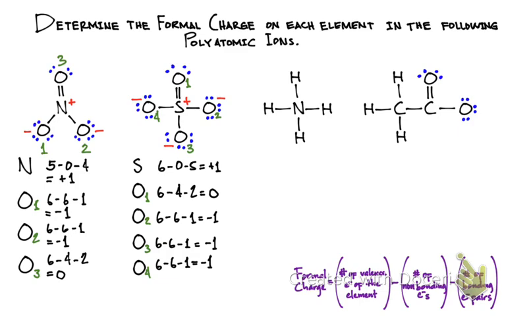All right, let's look at NH4. Nitrogen has 5 valence electrons, minus 0 non-bonding, minus 4 bonding pairs. That would give it a positive 1 formal charge. And the hydrogens have 1 valence electron minus 1 bonding pair, gives it 0.